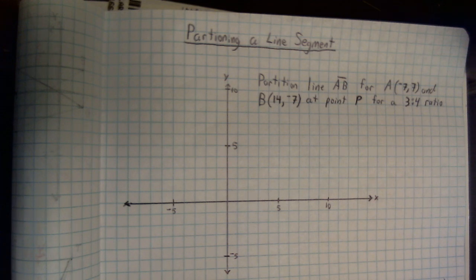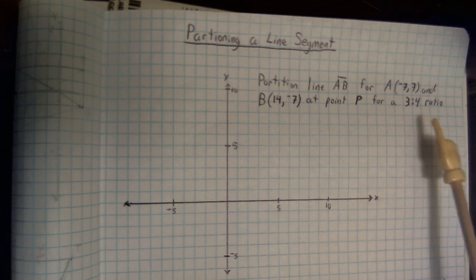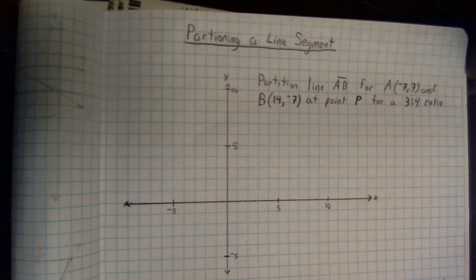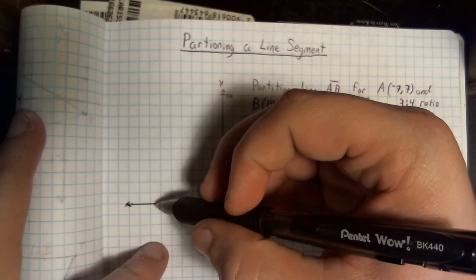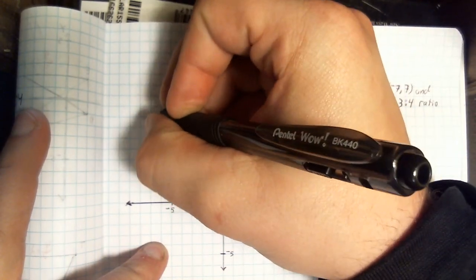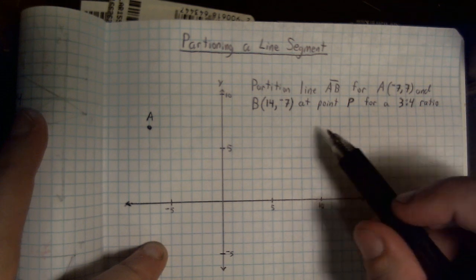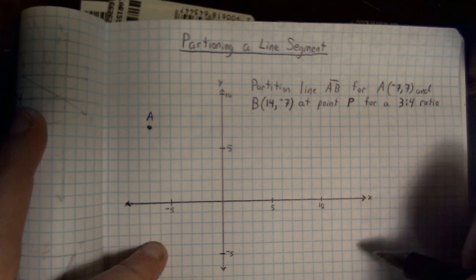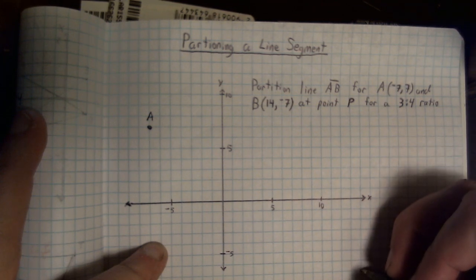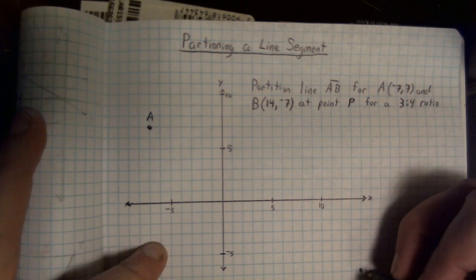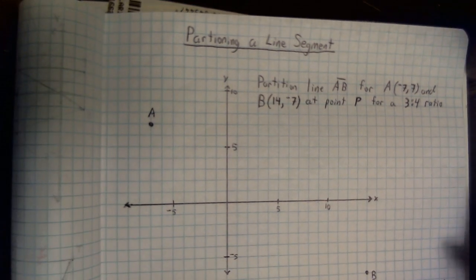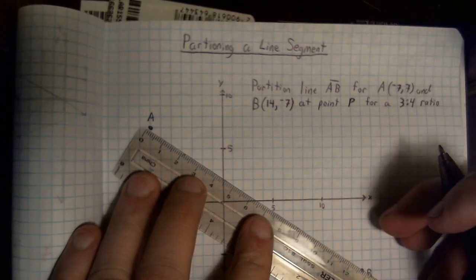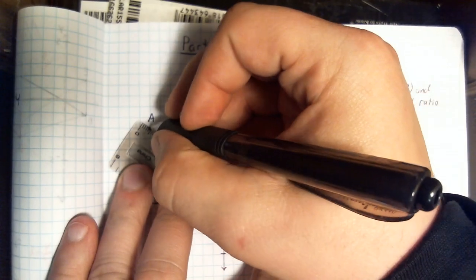We want to break it up into not equal, but we want to break it up into pieces that match that ratio. So first of all, we've got to plot A and B. -7, 7 is up here. That's A. And 14, -7 is right here. So that's B. Now, let's connect these points so we can see exactly what we're working with.